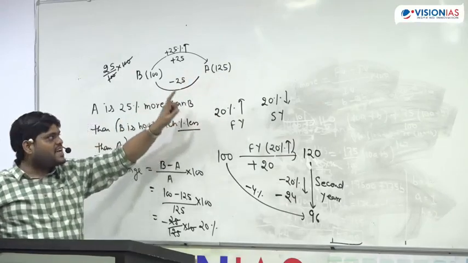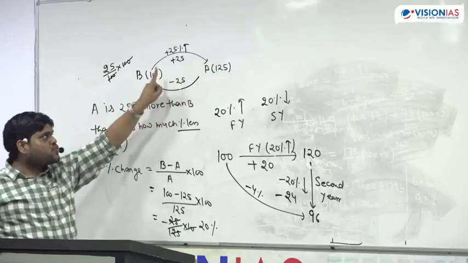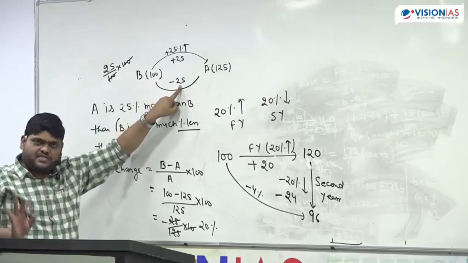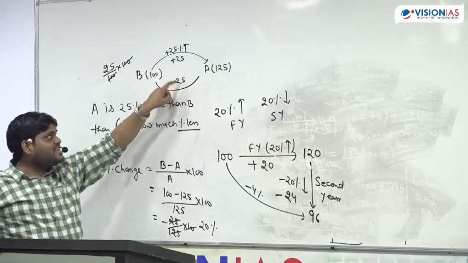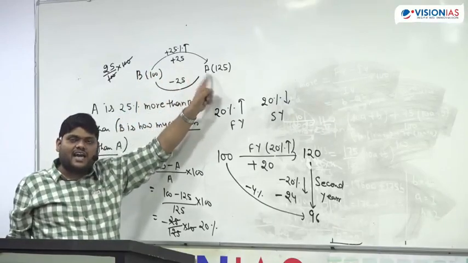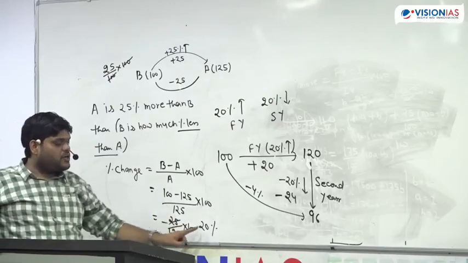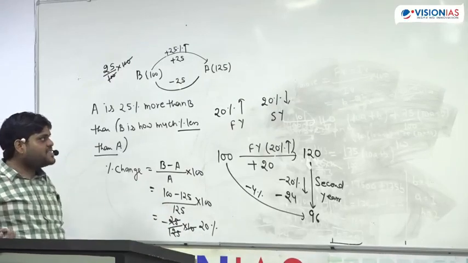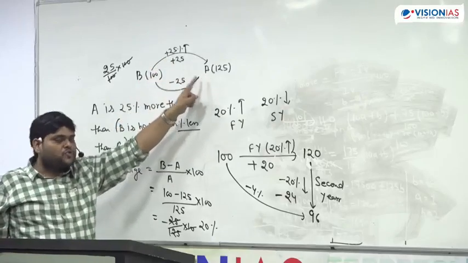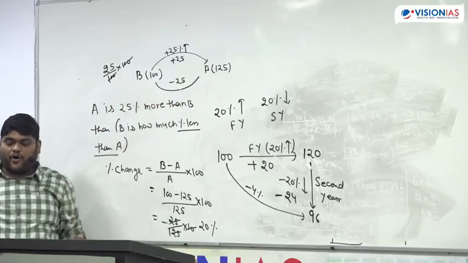Because the question is asking how much we have to decrease in A so that we will reach B. So we have to decrease 25 itself, but initially the base value was 100. Now we are decreasing on A, so the base value becomes 125, so that is equal to 20%. That means if we are increasing 25%, we have to decrease 20%, then only we will reach point A.